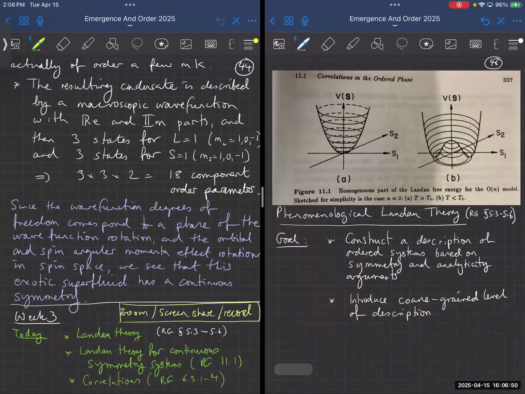Okay, so let's then get started. So phenomenological Landau theory. That is in my renormalization group book, chapter 5.3 to 5.6. And what we're going to describe then is how to describe systems based purely on symmetry without knowing anything.